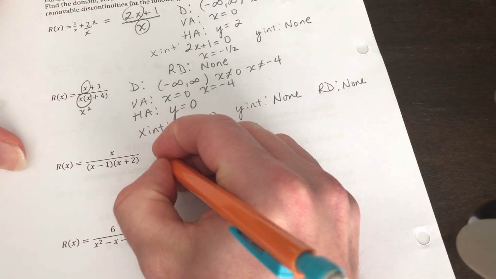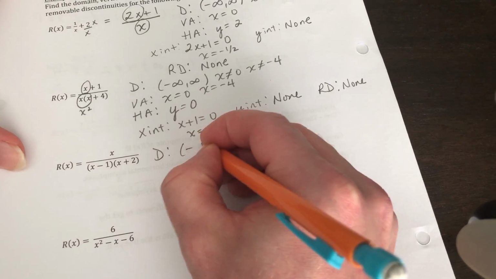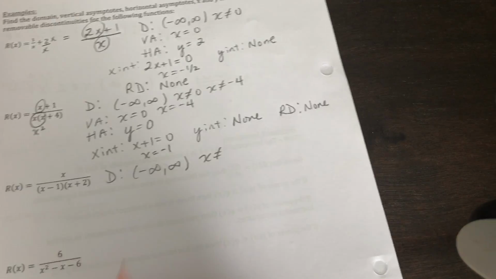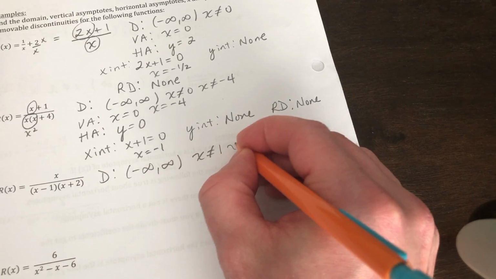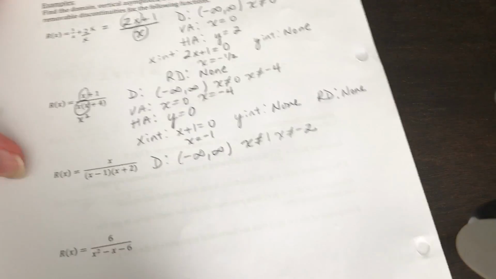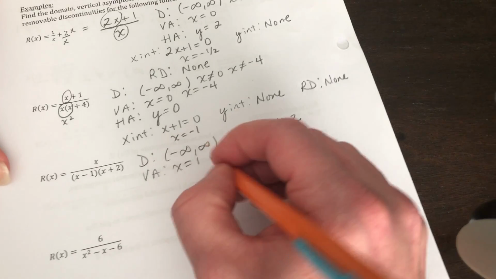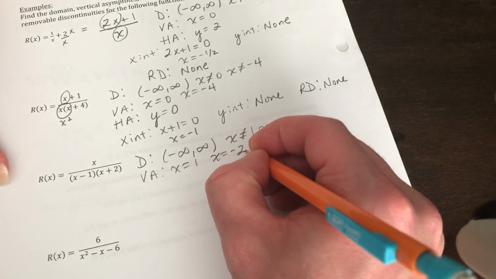Okay, domain for the next one. It's negative infinity to positive infinity. X cannot equal 1, and x cannot equal negative 2. You'll have vertical asymptotes at x is equal to 1, and x is equal to negative 2.